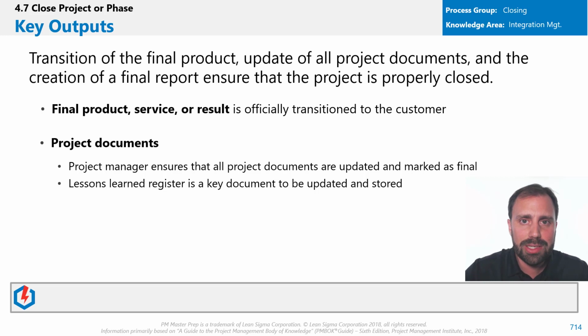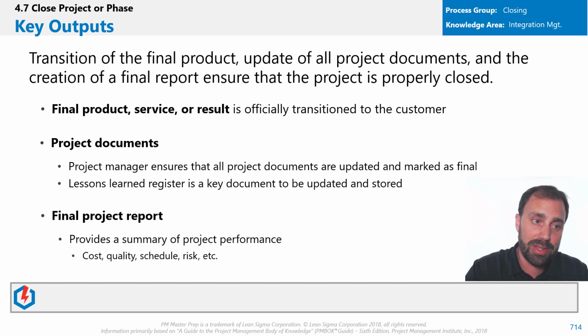Now, as we go through this, guys, this is just one process, this close project or process, and it's 7% of your exam. So it's not going to make or break you, but it's very important. And goodness, we can get a lot of points just by going through this. So this is really cool. And then remember, this other output is the final project report, and it provides a summary of the project performance, the cost, quality, schedule, risk, etc. that you can use, right?